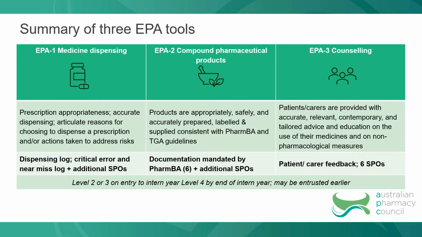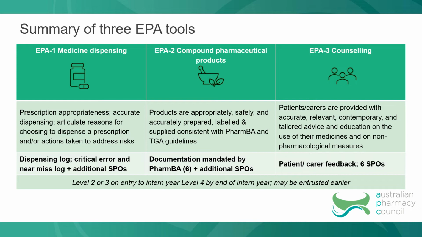In terms of the sources for medicine dispensing, interns are required to keep a dispensing log, which is completed for 10 consecutive prescriptions in a given category, as well as a critical error and near miss log. And preceptors can determine if additional short practice observations are required in addition to this. And templates for documenting these activities are also provided as part of the EPA tool.